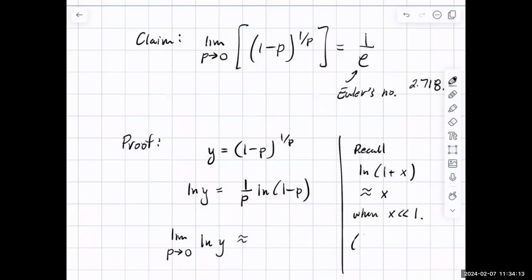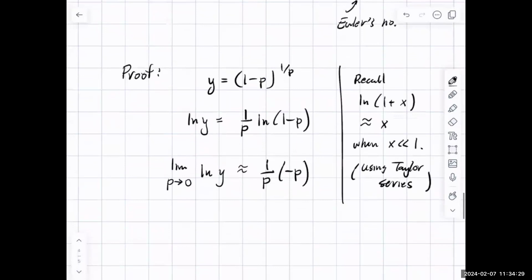So you can do this using Taylor series. Then we have 1 over p times minus p, which is equal to minus 1. And so now we just exponentiate both sides, and therefore y is approximately equal to e to the minus 1 when p is small.